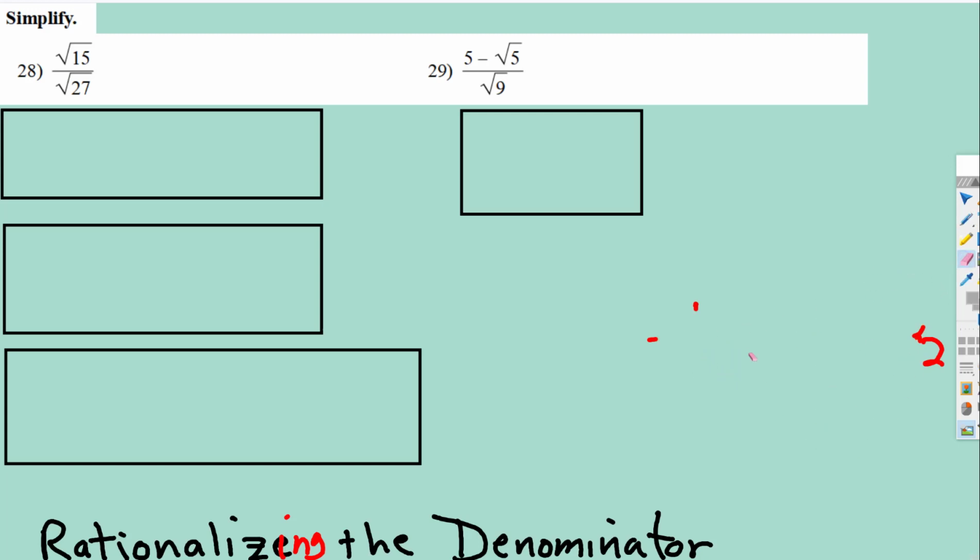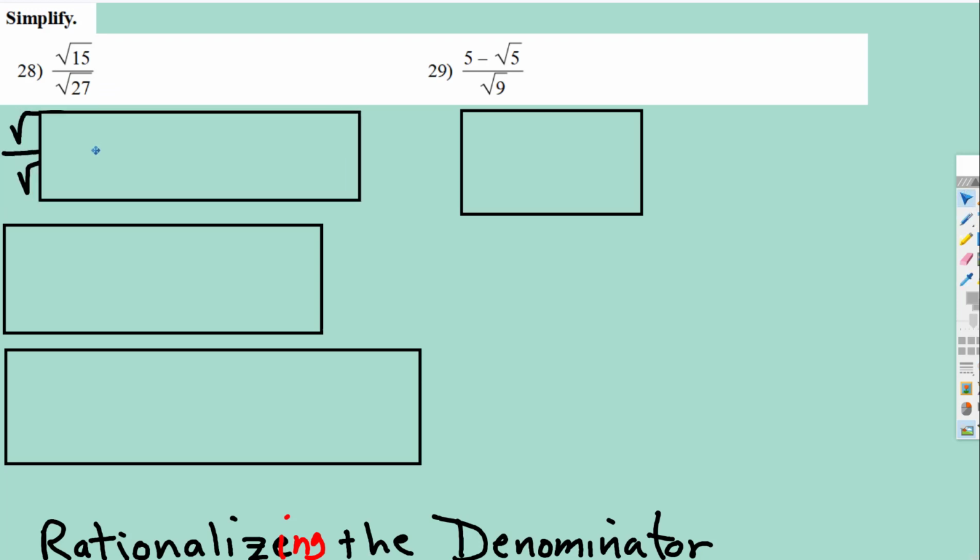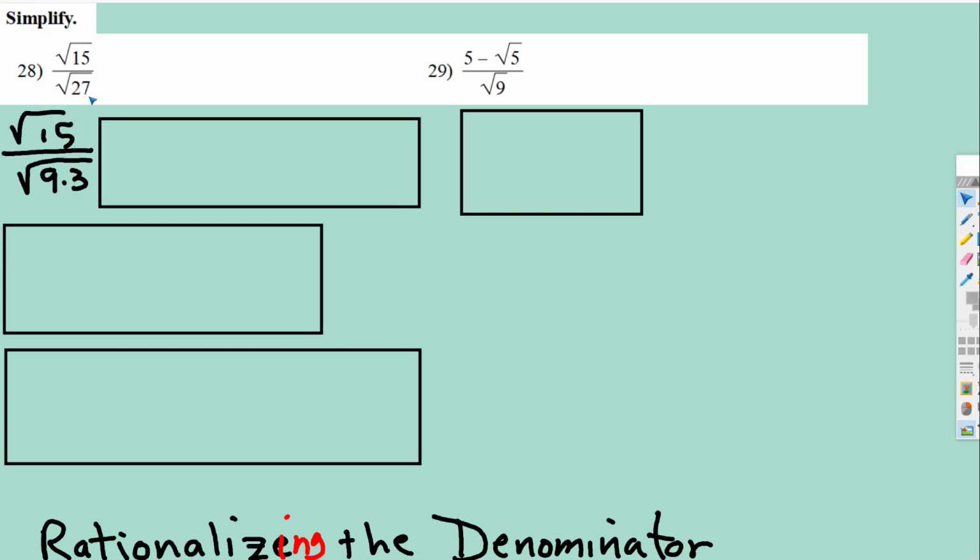All right, I'm going to erase all that. So we have to get rid of the radical. Well, the problem with this is root 27 can be simplified further. Root 27 is the same as 9 times 3. Well, the square root of 9 is 3.